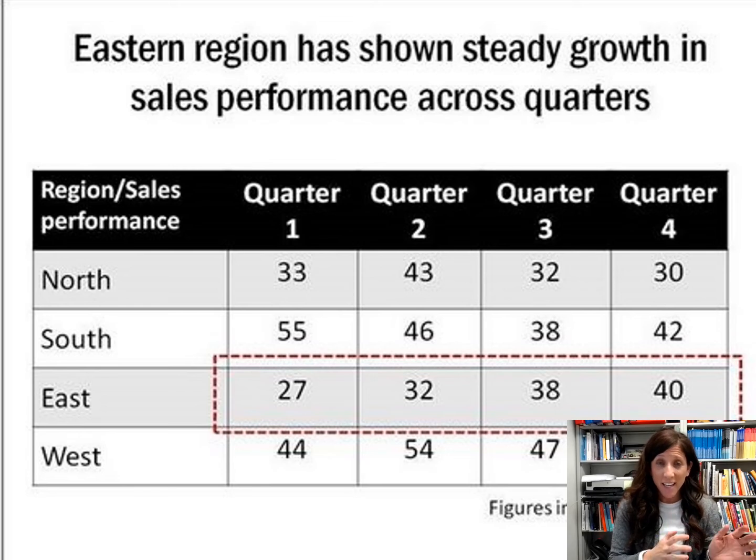Okay, I've taken that slide that was fine, and I've edited it to follow the assertion evidence structure, and I think I've made it a lot better, right? Now you can see the headline actually tells you what the takeaway message is and tells you what to focus on. Initially the slide just referred to sales performance. This particular slide now says Eastern region has shown steady growth in sales performance across quarters.